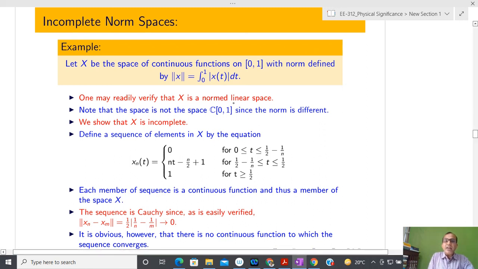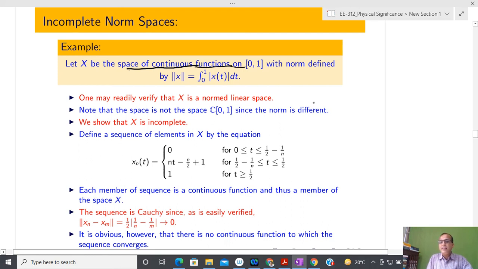Okay, so what we are going to do is again take the space of continuous functions. Whenever we are talking about a space of continuous functions, if I define pointwise addition and pointwise scalar multiplication, then that will form a normed linear space.